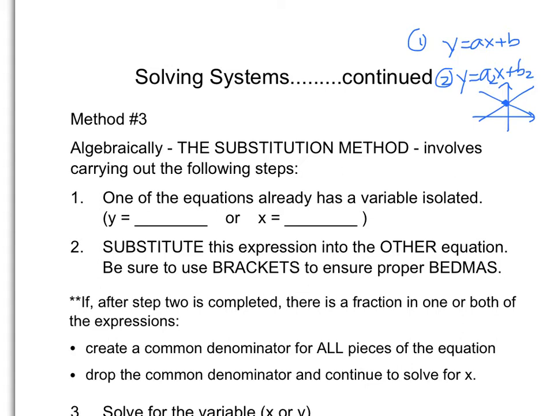Today we are learning about the substitution method. The steps for using the substitution method are outlined here. I'll quickly go over them, but then I'll illustrate them in the examples.